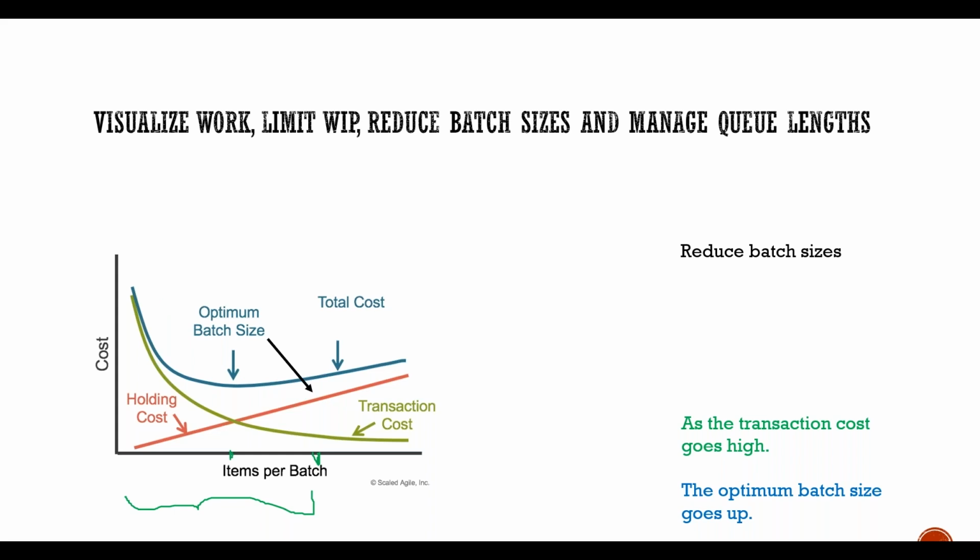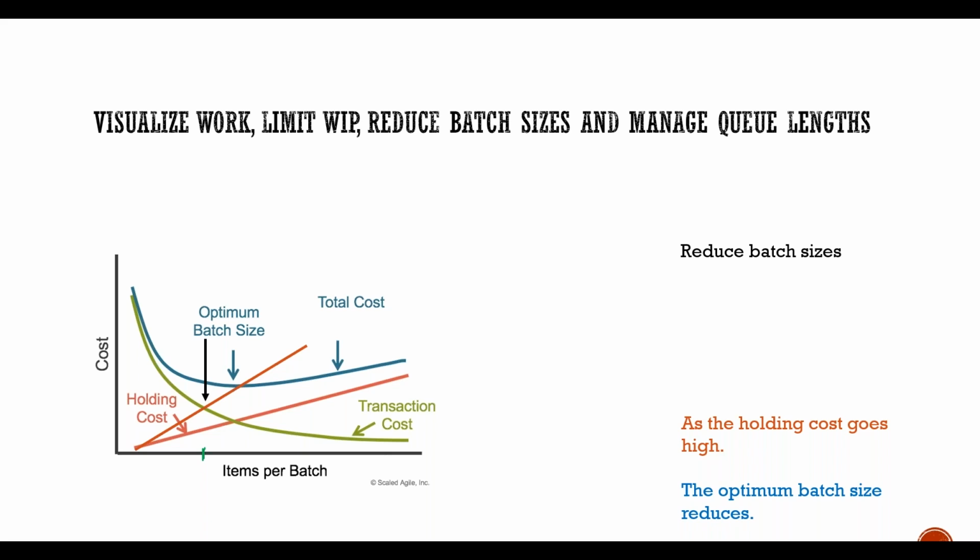Now, what happens when the holding cost goes up? This is another line which I'm talking about. If the holding cost goes up, your optimum batch size reduces actually. What I'm trying to say is, if the cost of my refrigerator reduces and refrigerators are available cheap, possibly I will go and buy 365 eggs and put them in. So if the holding cost goes high, the optimum batch size reduces.